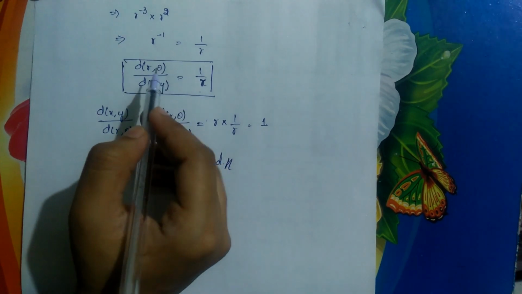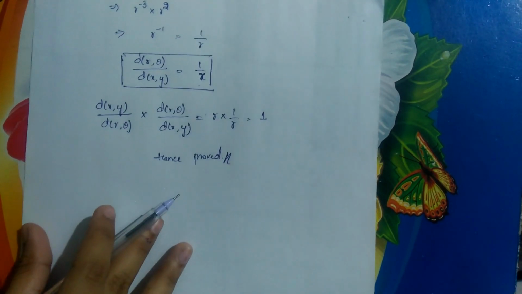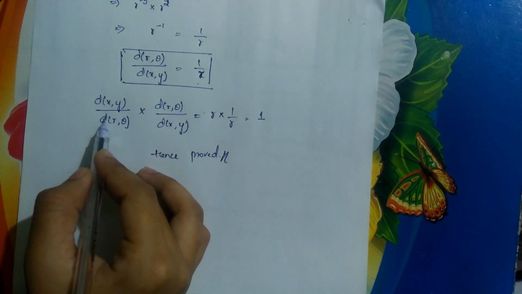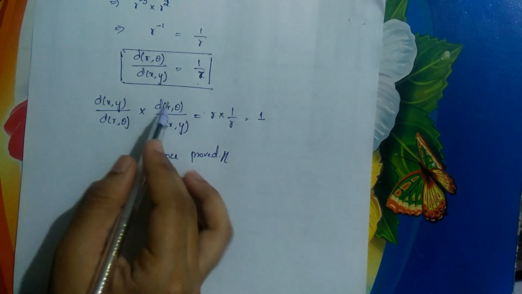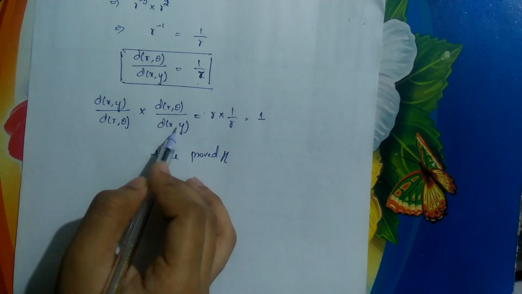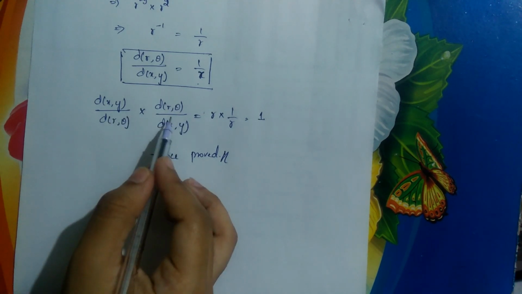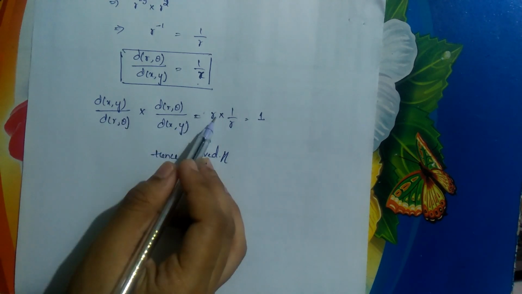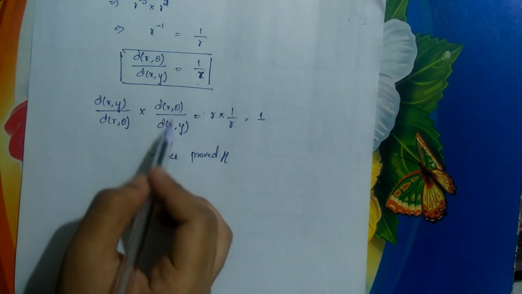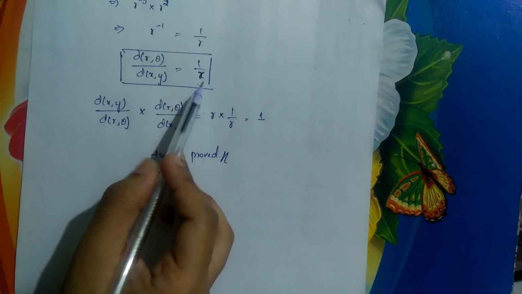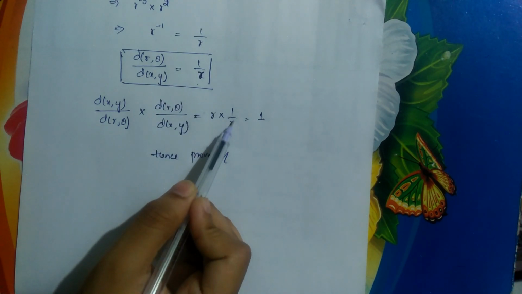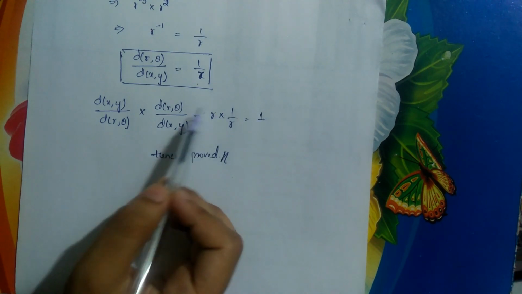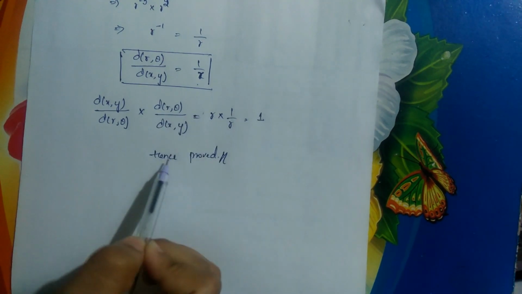So from the first equation we can get ∂(x,y)/∂(r,θ) into ∂(r,θ)/∂(x,y). This was our required proof, and that equals, initially we got this value as r, and now we got this value as 1 by r. So r into 1 by r, so r gets cancelled and we are left with 1. So this was proved, hence proved.